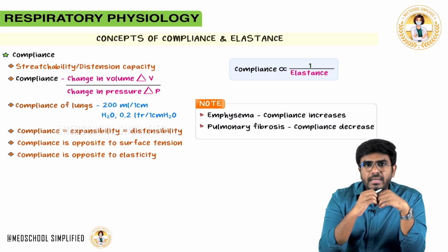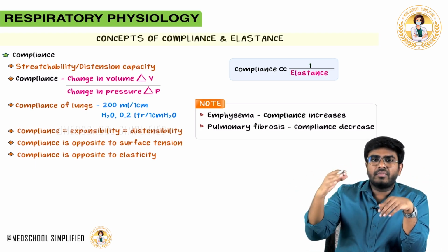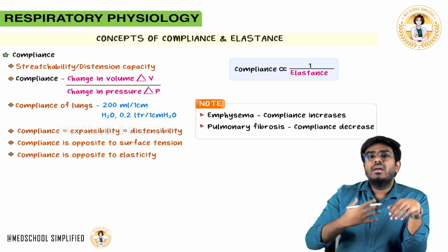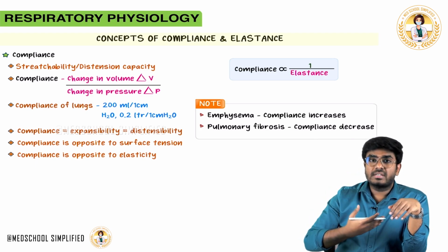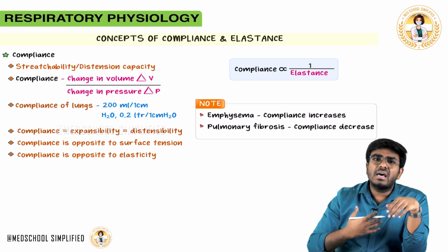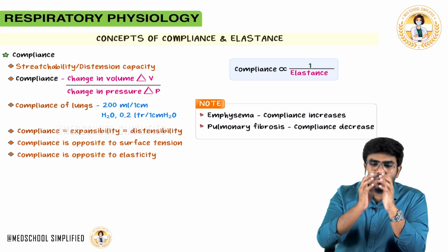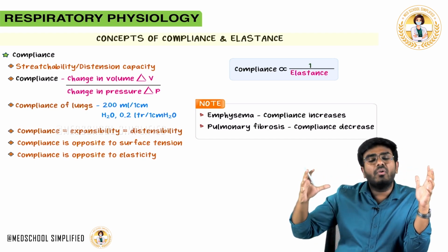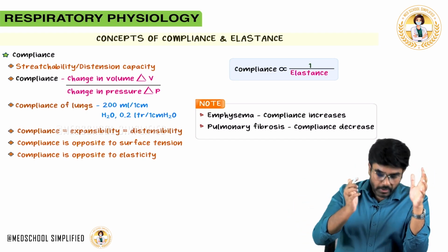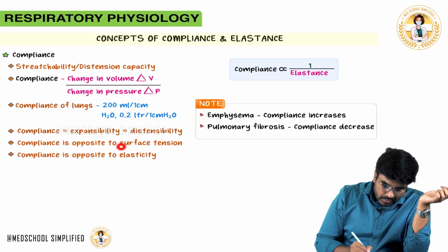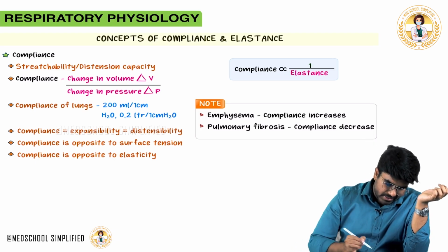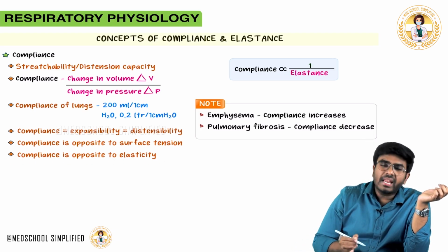So, for example, if I say more is the surface tension. For example, there is this one person where surface tension is more inside his lungs. So, automatically his lungs are less compliant. If you want to expand his lungs, you have to give more pressure. Okay. So, compliance is opposite to surface tension. In the same way, compliance is opposite to elasticity.